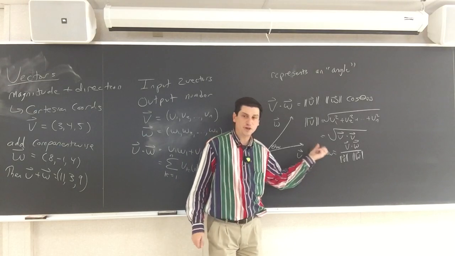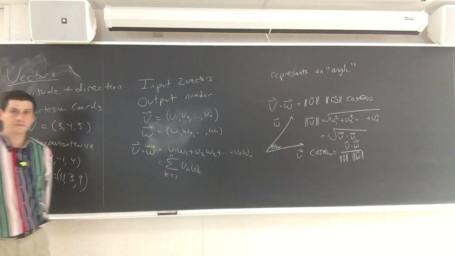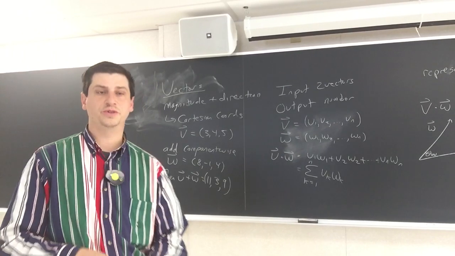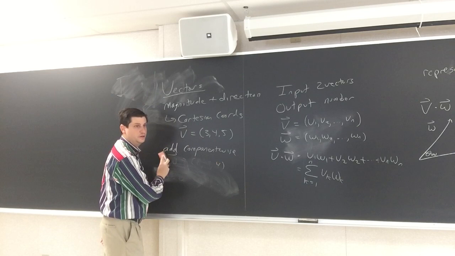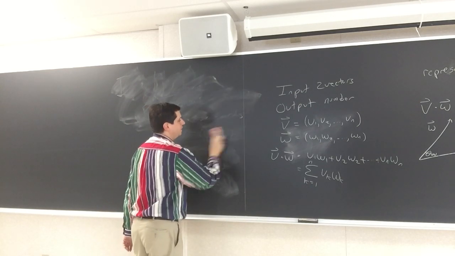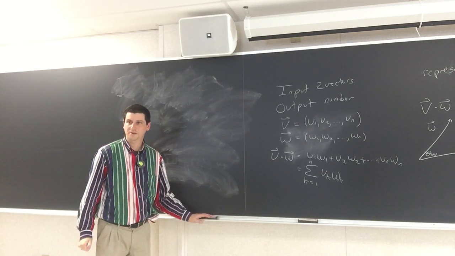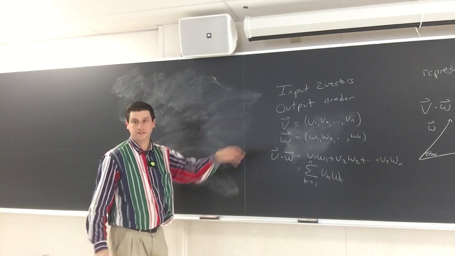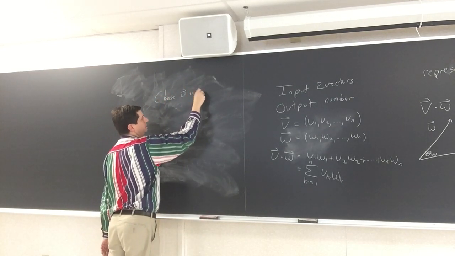If you could choose any direction for V, what direction would you choose for V initially? What do you think might make things simple? What direction might you want to choose for the vector V? Positive. Okay, what do you mean by positive? Like going, I guess, to the right. Going to the right, along the x-axis. Yeah. So choose V in the x direction.